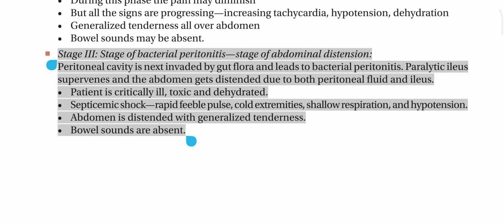Stage 3, stage of bacterial peritonitis, stage of abdominal distension. Peritoneal cavity is next invaded by gut flora and leads to bacterial peritonitis. Paralytic ileus supervenes in the abdomen, gets distended due to both peritoneal fluid and ileus. Patient is critically ill, toxic and dehydrated.